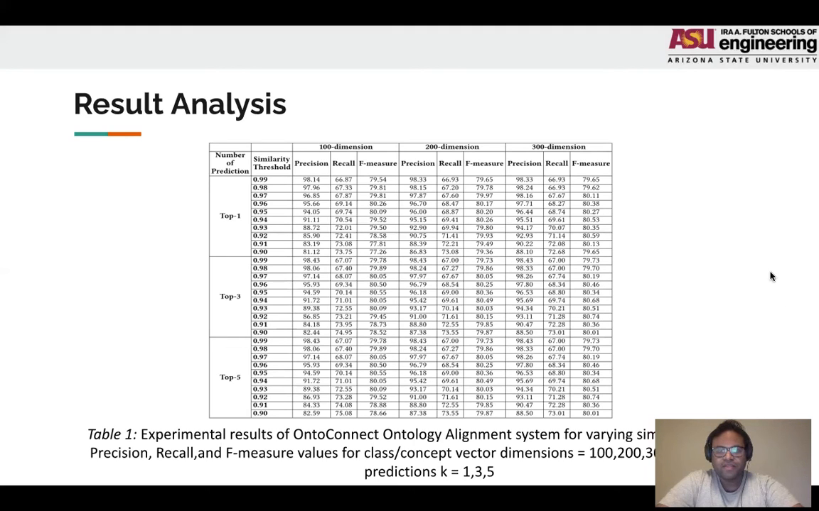So we have a number of parameters. At the top, we can see we have varied our dimension from 100 dimension, 200 dimension, and 300 dimension. We also varied the similarity threshold to find out for which threshold value we are getting the best output. Top 1, top 3, top 5 are the number of predictions, so that our tool is able to predict not only the top one, but also the top 3 similar correspondences, or the top 5 similar correspondences.